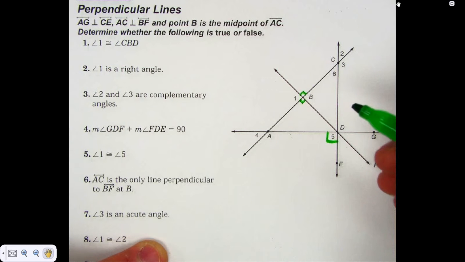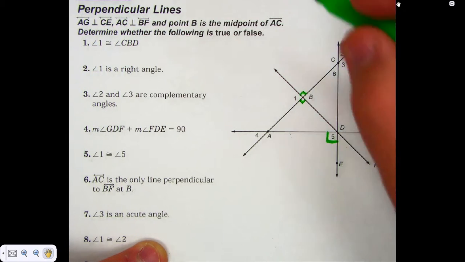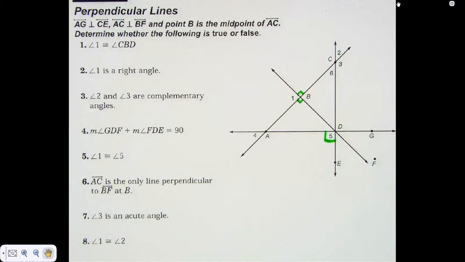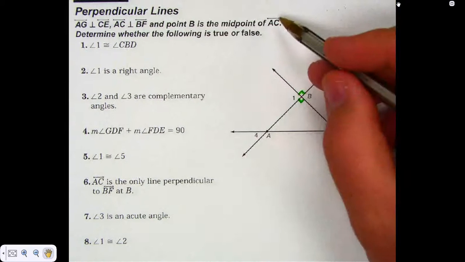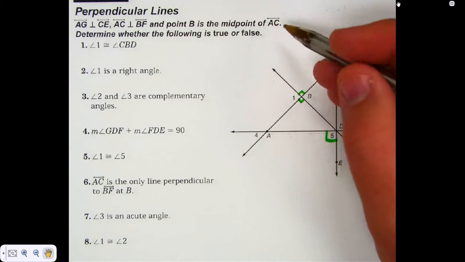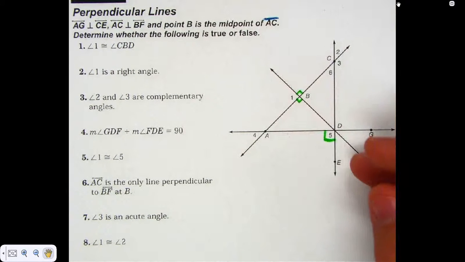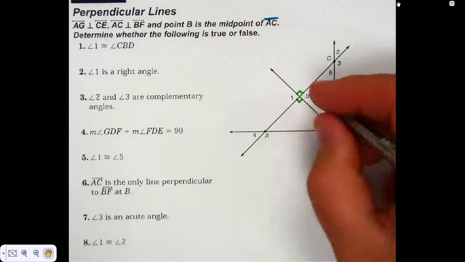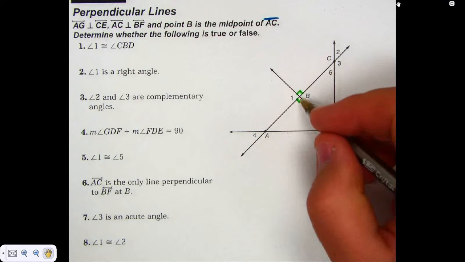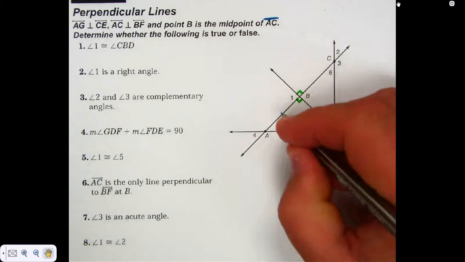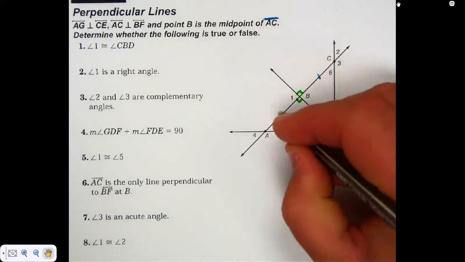And point B is the midpoint of AC. This is a typo. Does anyone know why? Any point is in the middle of a line because it goes on forever and ever. This is supposed to say what? Segment AC. Okay? So they basically say B is right in between A and C, so that length is equal to what? These two are congruent.